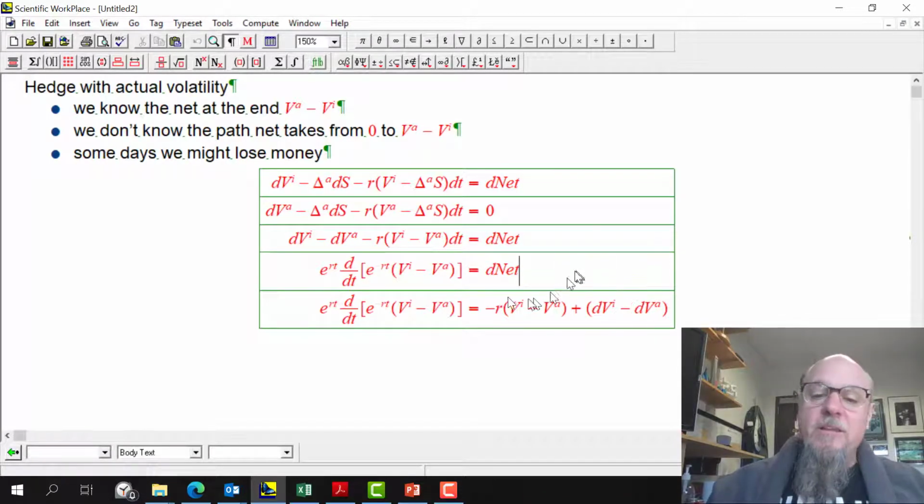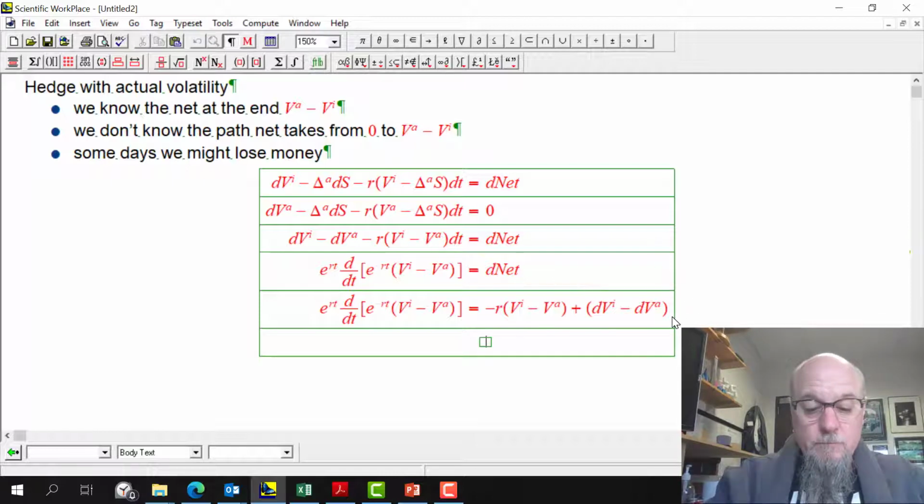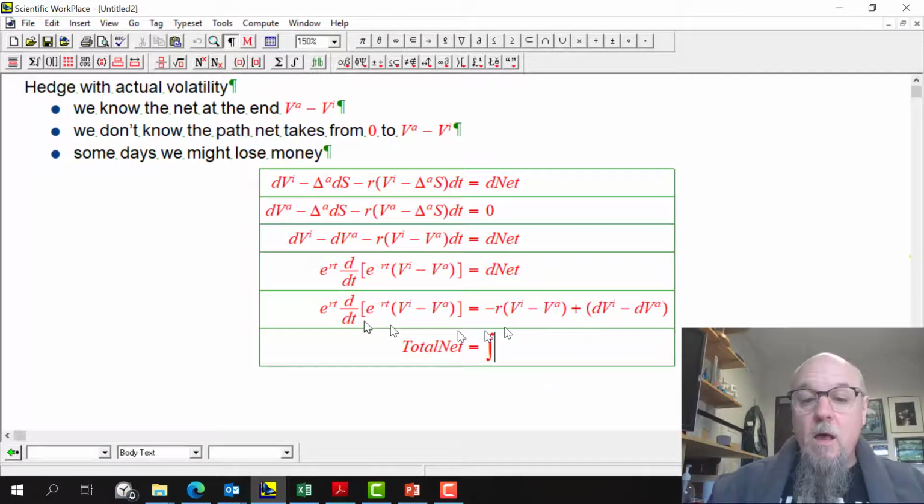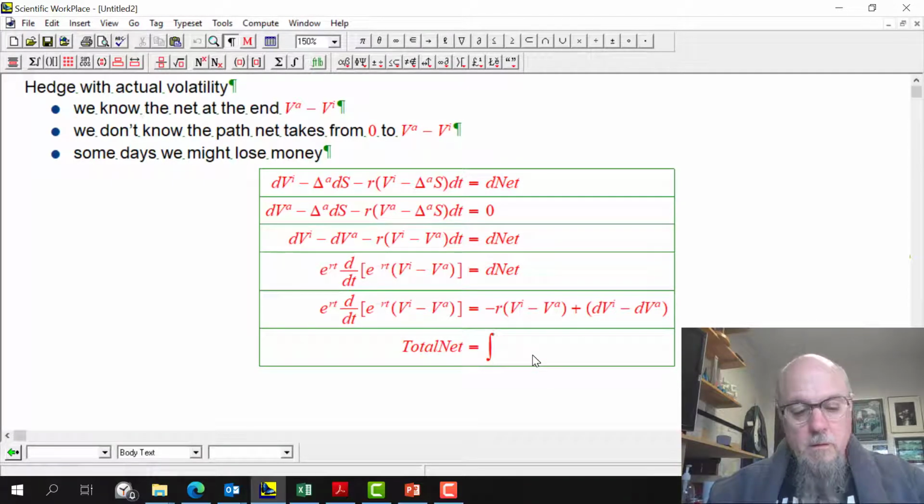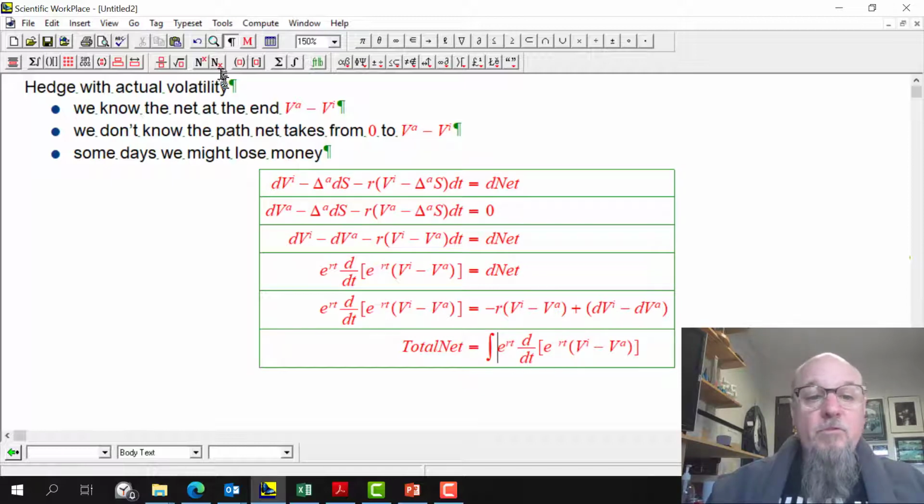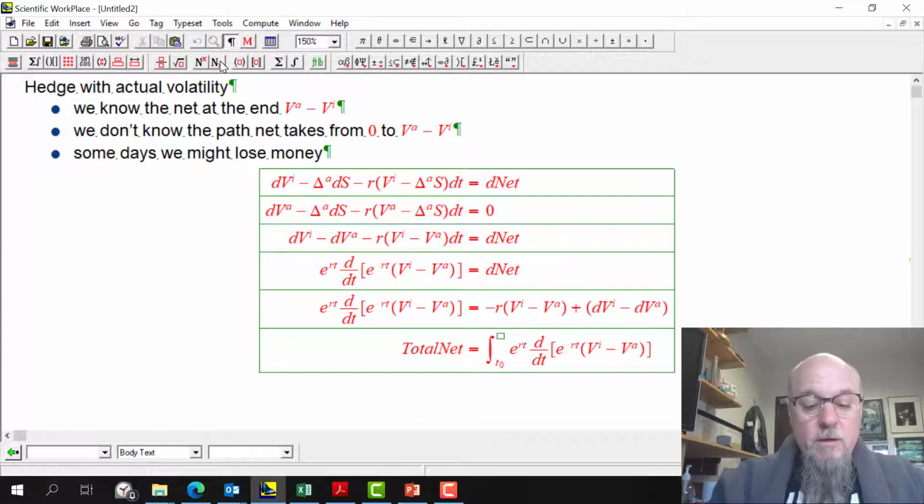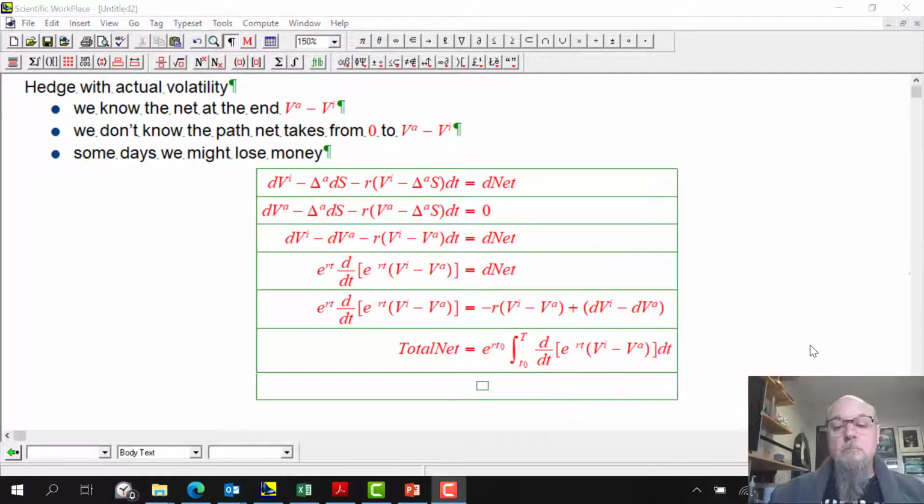So what do I want to do? Well, that's how much money I make over a little time step. I want to add up all of the amount of money that I make over each time step. So I want to sum all these little changes up over time. So the total net, or total profit, however you want to say it, is going to be then the integral of all these little d nets, which we already said is this. And I'm starting at the time it is now, and I'll just call that t naught, and I'm going to expiry time, T, and I've taken that e to the r t naught outside.